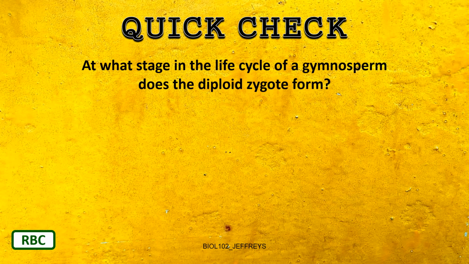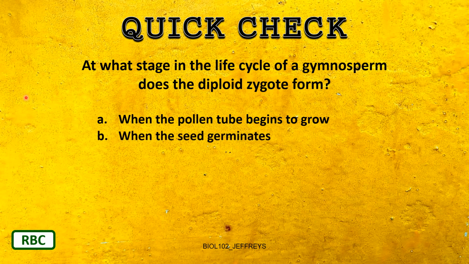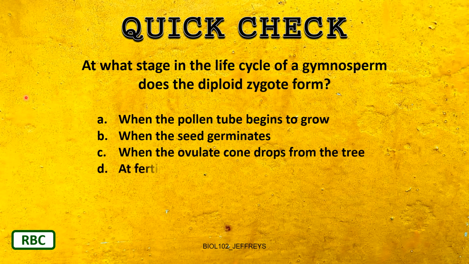And we have another quick check here. At what stage in the life cycle of a gymnosperm does the diploid zygote form? Think about it as I show you your choices. When the pollen tube begins to grow, when the seed germinates, when the ovulate cone drops from the tree, at fertilization.